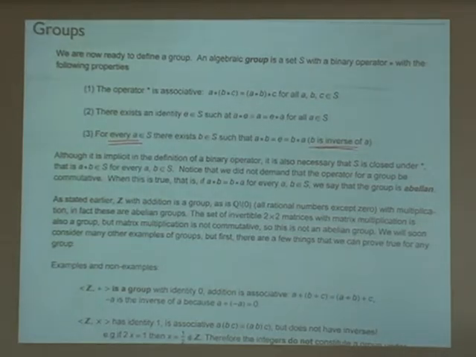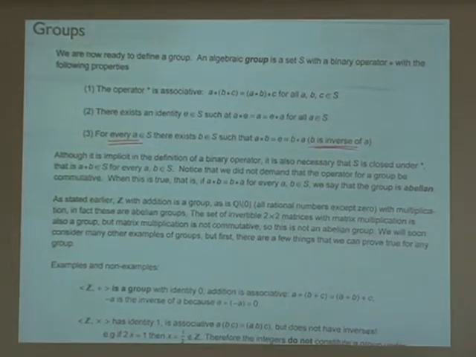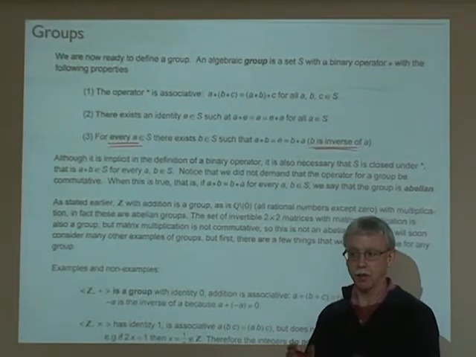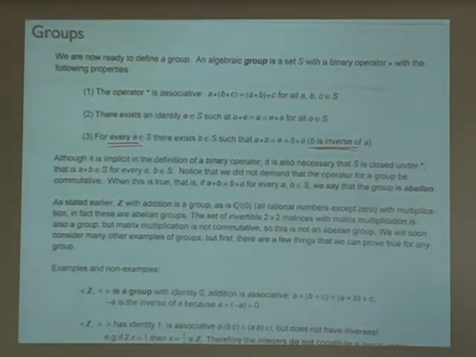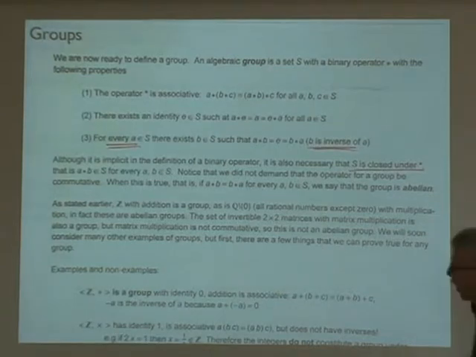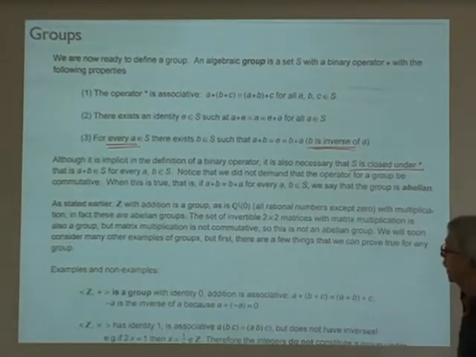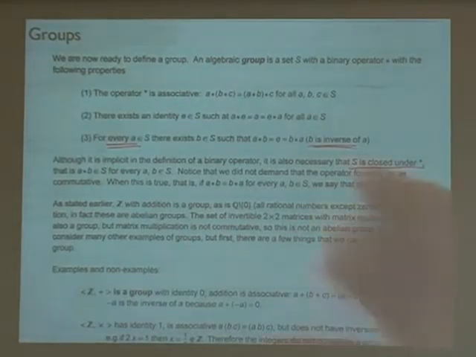Although it's implicit in the definition of a binary operator on a set, we have to be closed, right? When I say that star is a binary operator on S, I mean it's a map from S cross S to S, so by definition it's closed. But closure is also something we have to be concerned about if I'm starting with something that's not already stated to be a binary operator. If I operate two things in S, the answer has to actually be in S. And notice we don't demand commutativity for a group. Remember that not every group is commutative.